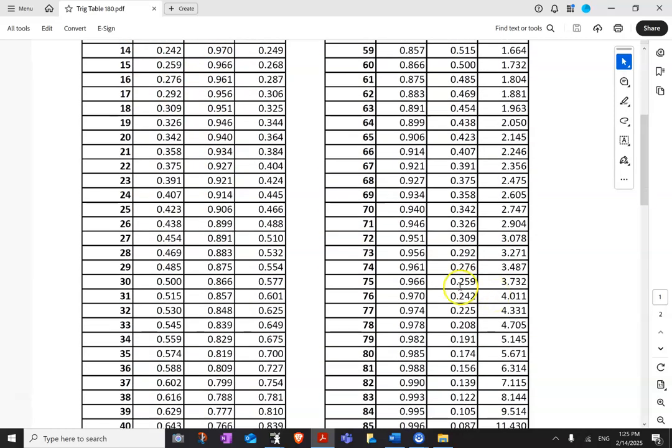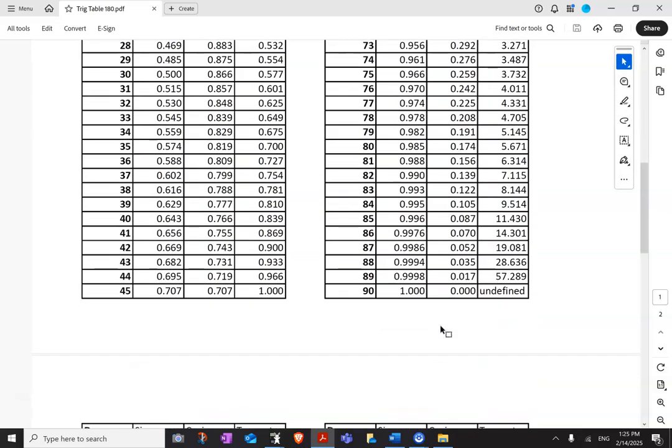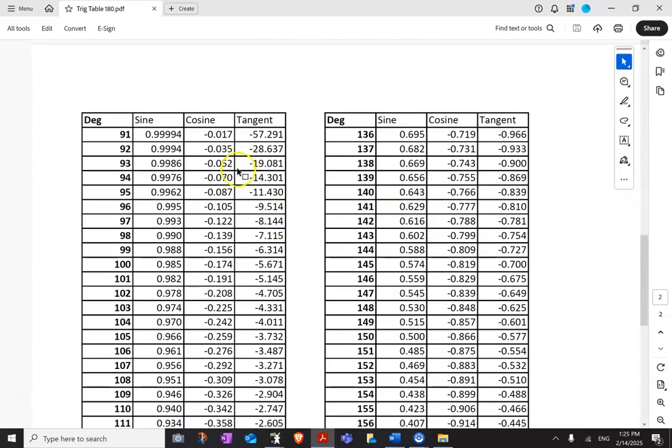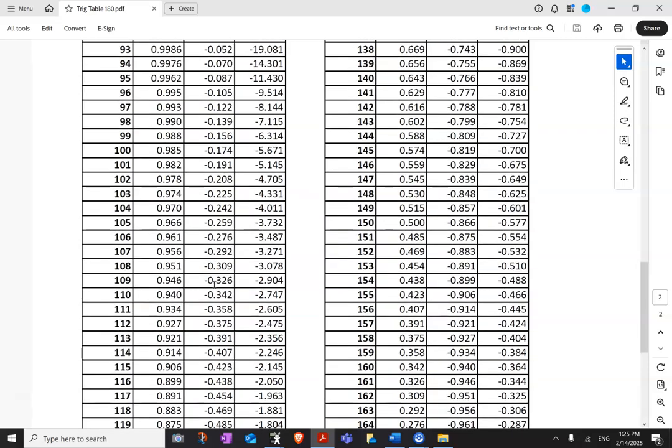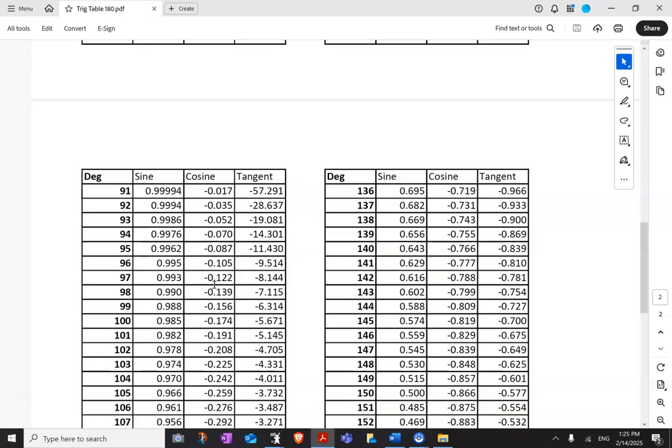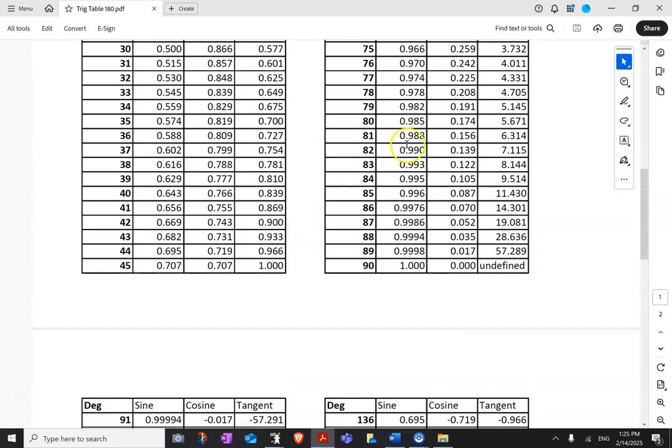Now, where is 0.208 for cosine? Does cosine have a 0.208? Yes, it does. It's 78. Is there another 0.208 that I have to worry about? I see a negative 0.208, but that's not the same thing. This whole back page, in fact, is negatives. So there is only one 0.208 for cosine, and it was 78 degrees.